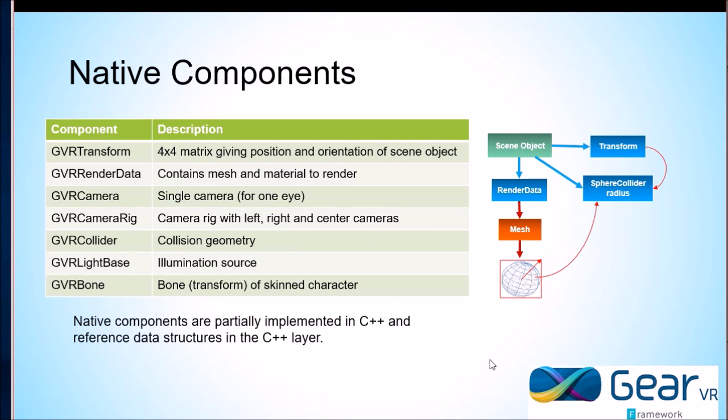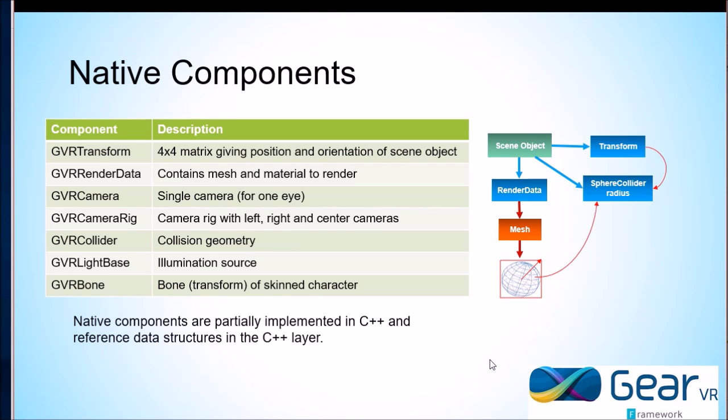Native components are the ones here in the list. These are things that are partially implemented in C++ and reference data structures that are actually in the C++ layer. These include the transform, which is the matrix that gives the position and orientation of a scene object. And this is very useful because, as you'll see in our example, we're going to use the transform of the scene object to animate our particle balloons. The GearVR render data has the mesh and material to render.